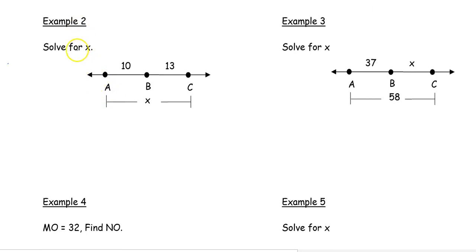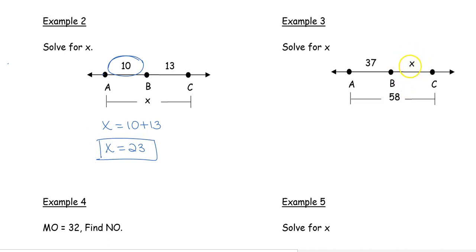So example 2, I want to solve for X. I see that from A to B, this piece right here is 10. From B to C is 13. What I want to know is what is the length from A to C? I want to know the whole thing. So to get from A to C, I have to go from A to B and then B to C. So I'm going to use my segment addition postulate here that X is those 2 pieces put together. So 10 plus 13, that whole segment is going to be 23 when I add them together.